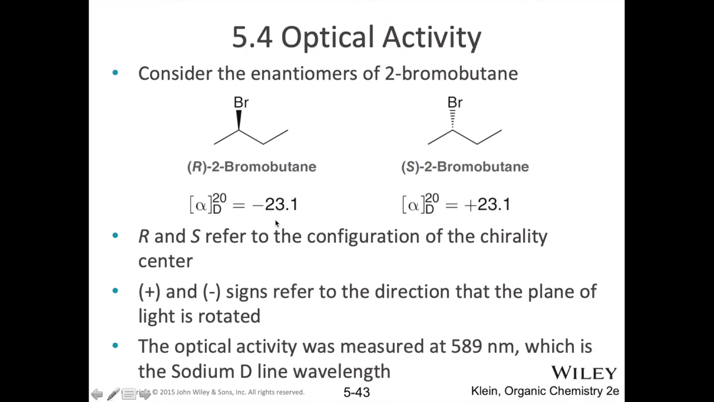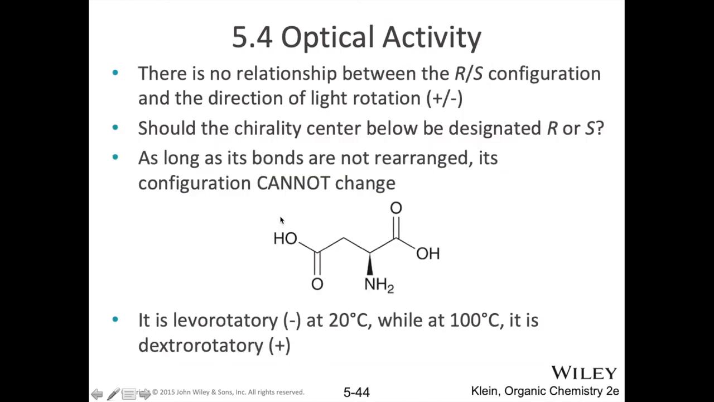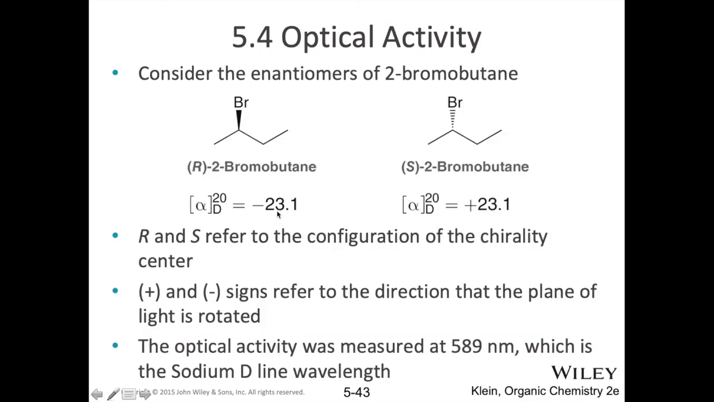With the case of the R enantiomer, it deflects light 23.1 degrees to the left, whereas the S enantiomer deflects at 23.1 degrees to the right. Now, that's what the plus and minus signs refer to, whether light is being deflected to the left or right.